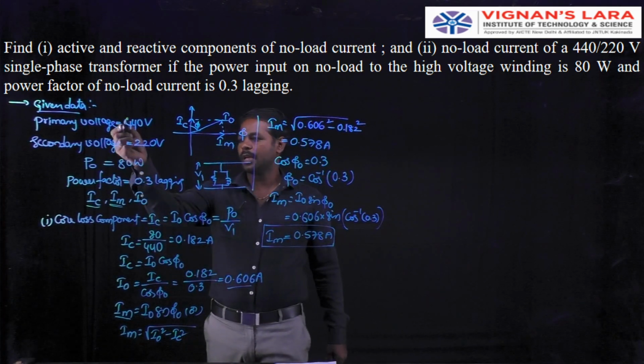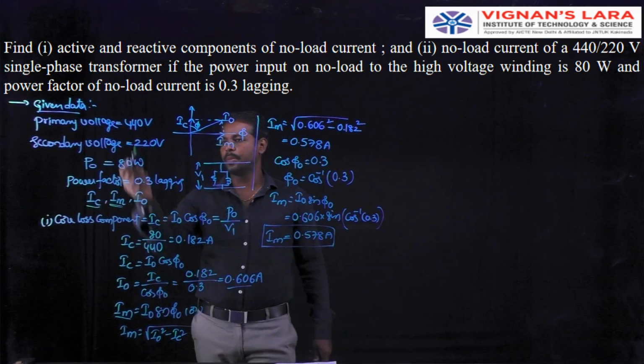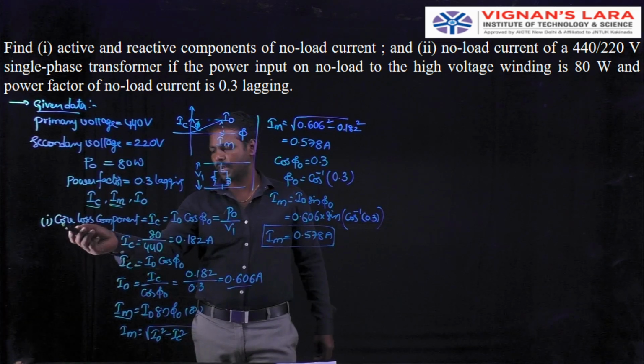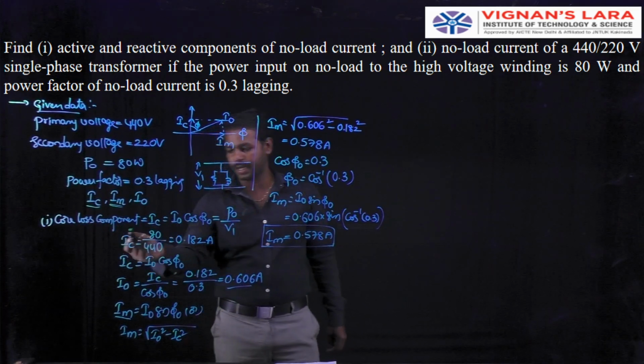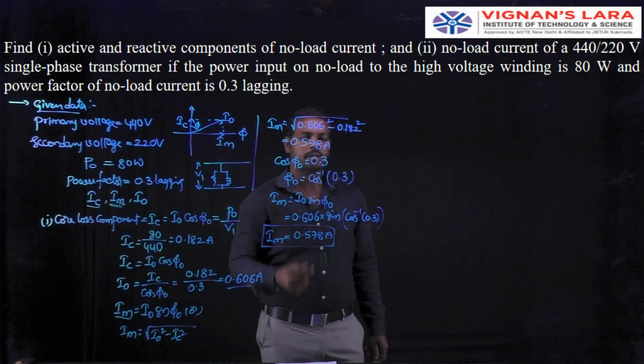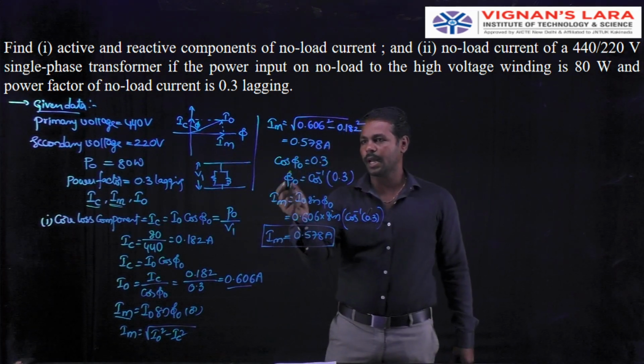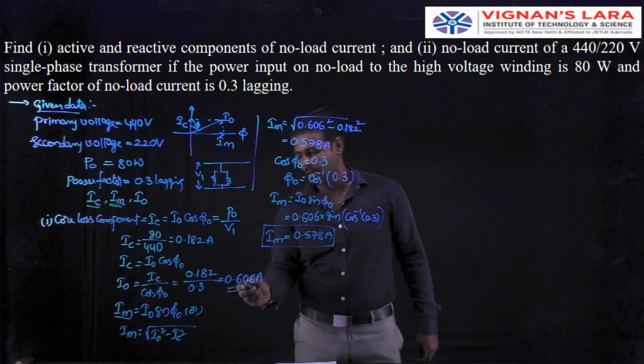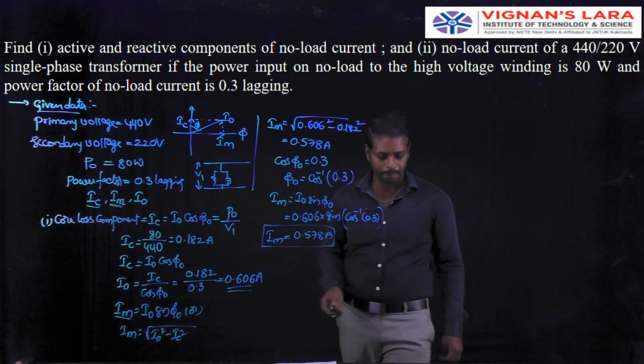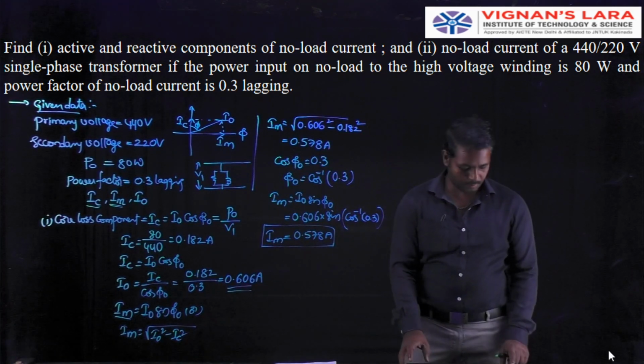So first of all, we are writing the given data. Based on this data, we are easily calculating the core loss component or magnetizing component. Third one is no load current. Okay, so we can go for another one.